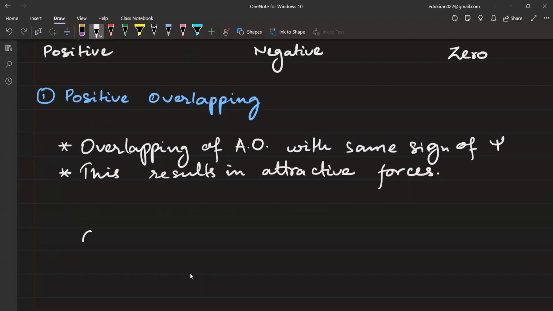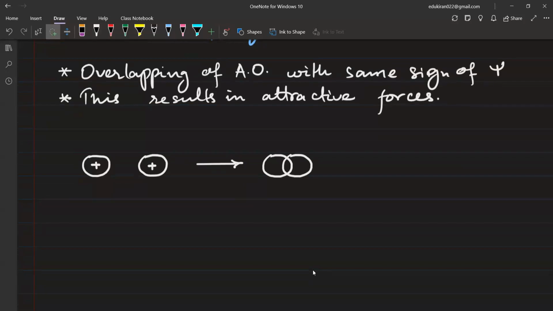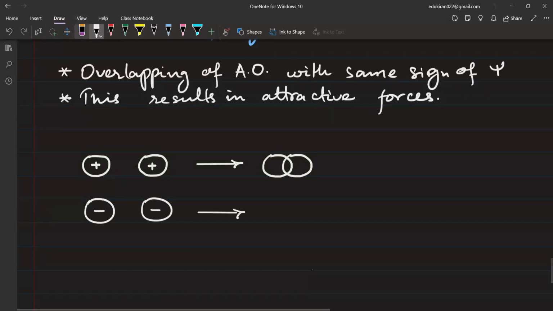How can examples come? See, I have an s orbital, spherical in shape, with a positive sign. Again an s orbital with a positive sign. Both of these overlap and form something like this, both having positive sign only. This is known as ss overlap. Secondly, you can have both of them negative; then also it is not a problem. There will be positive overlap. That means the electrons will be filled here and there will be attractive forces. This is a good positive overlap.